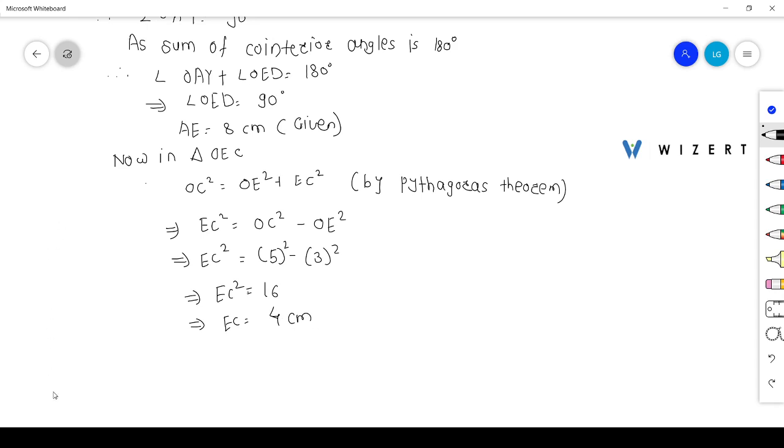Now we have to find the length CD. Since the perpendicular from the center to the chord bisects the chord, CD will be twice EC. CD equals twice EC, as the perpendicular from the center of the circle to the chord bisects the chord.